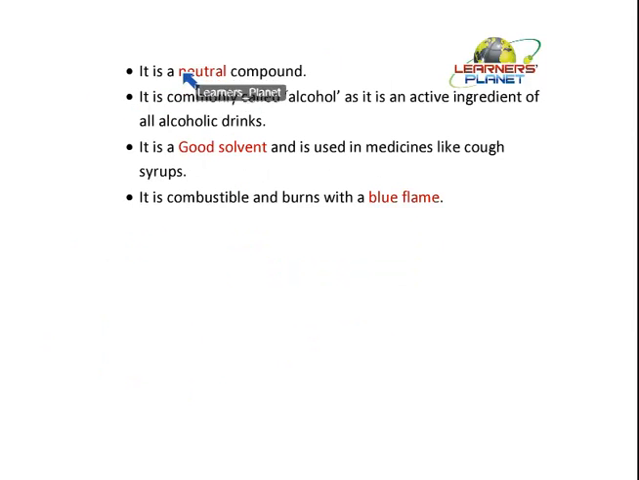Now moving to the next properties. It is a neutral compound, that is, it is neither acidic nor basic. It is commonly called alcohol. Why? As it is an active ingredient of all alcoholic drinks. So, if we call alcohol, what are we talking about? We are talking about ethanol.